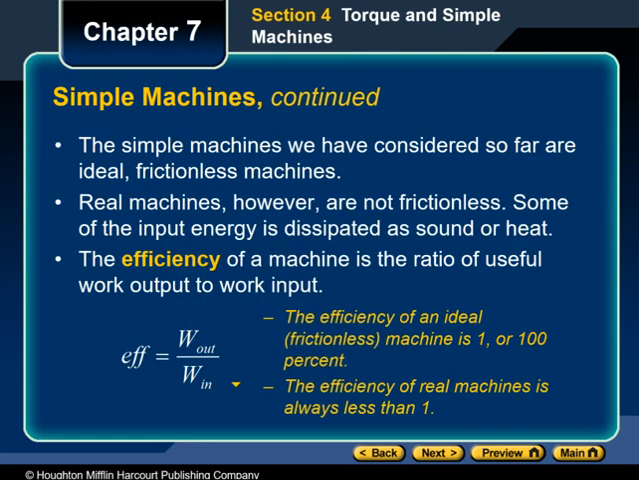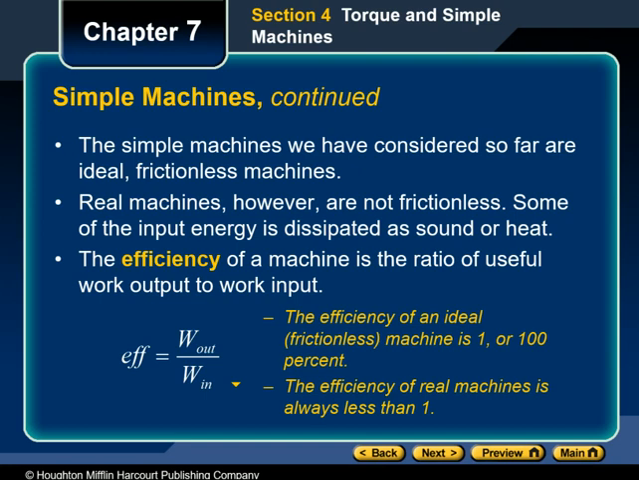Efficiency is a measure of how well a machine works. The simple machines we have considered so far are ideal, frictionless machines. Real machines, however, are not frictionless. They dissipate energy. When the parts of a machine move and contact other objects, some of the input energy is dissipated as sound or heat. The efficiency of a machine is the ratio of useful work output to work input. It is defined by the following equation. Efficiency is equal to output work divided by input work.